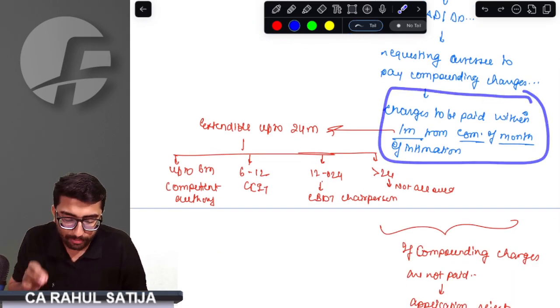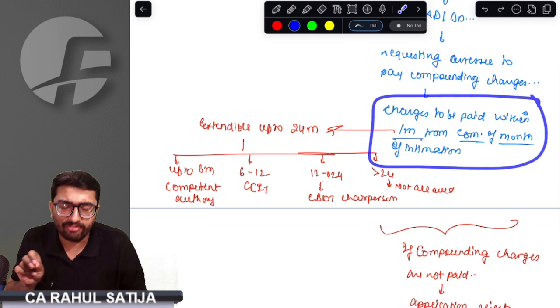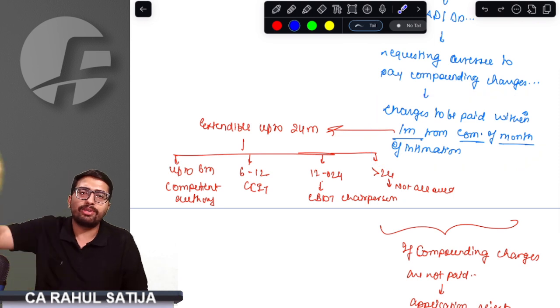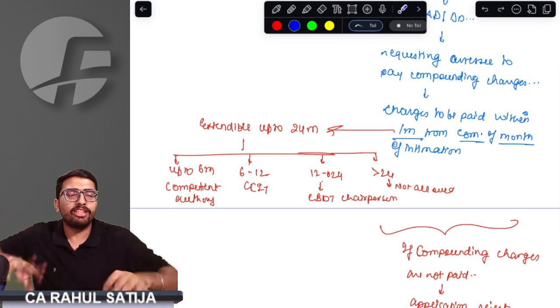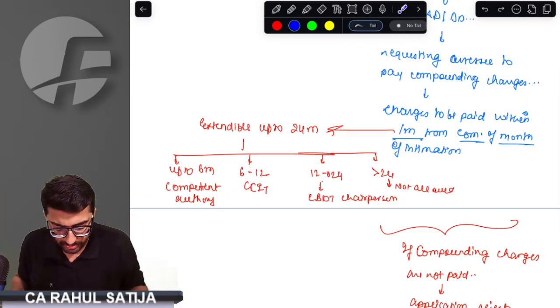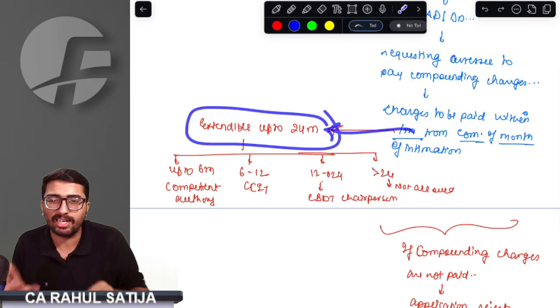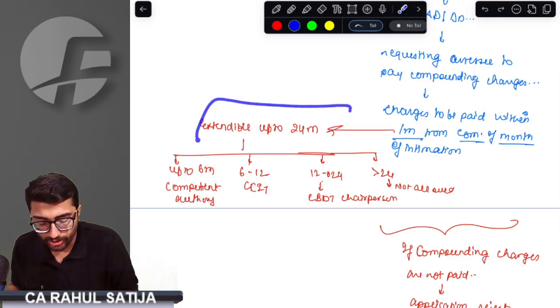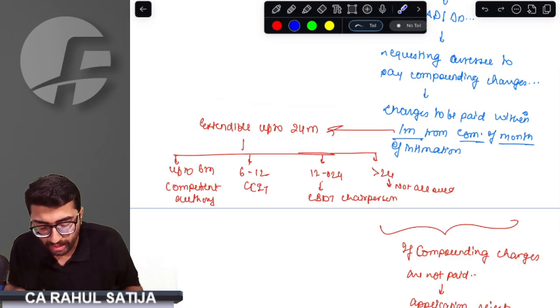Sir, the SSC has to pay the compounding charges within 1 month from the end of the month of intimation. As soon as the assessing officer asks the SSC, within 1 month the SSC has to pay the compounding charges. The SSC can get an extension because compounding charges can be heavy. It can get an extension of a maximum of up to 24 months.